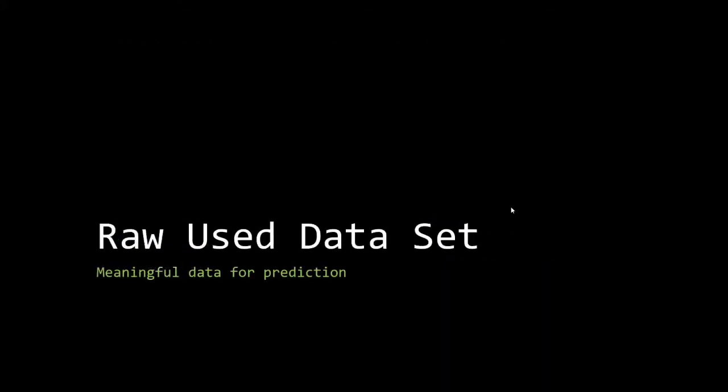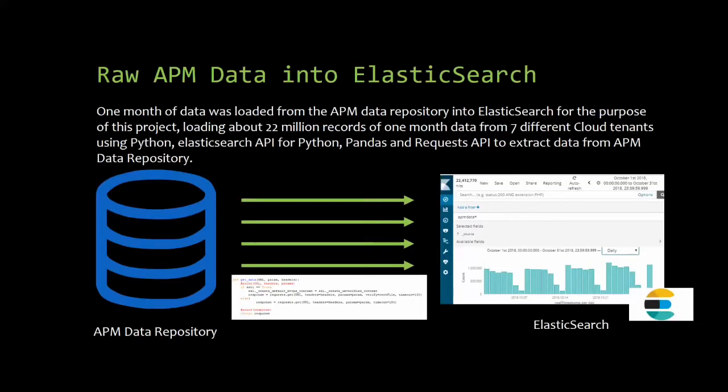Raw data. One month of data was loaded from the APM data repository into Elasticsearch for the purpose of this project, loading about 22 million records for 1 month of data from 7 different cloud tenants using Python, the Elasticsearch API for Python, Pandas, and the Request API to extract the data from the APM repository.